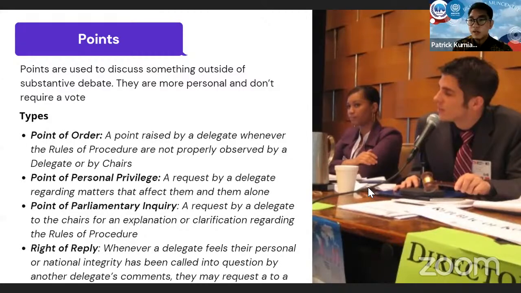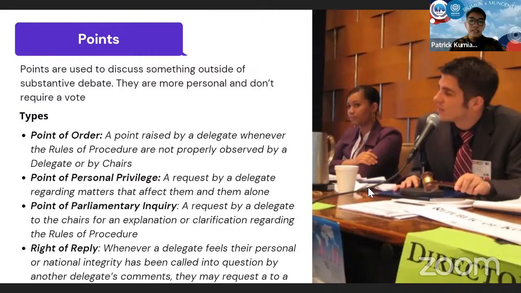raise points of parliamentary inquiry. Chair, could you explain what exactly is an amendment? So you can do that. Or you're not sure what to do, let's say in informal debate, then you can just raise a point of parliamentary inquiry and ask what are the options that you can do in informal debate, and maybe they can answer it with moderated caucus, explaining unmoderated caucus, and explaining consultations of the whole. So essentially, it's asking the chairs to give a clarification and explanation regarding the rules of procedure.